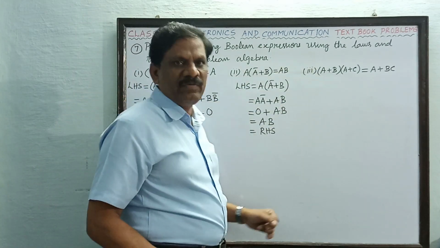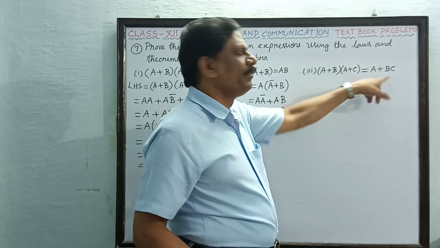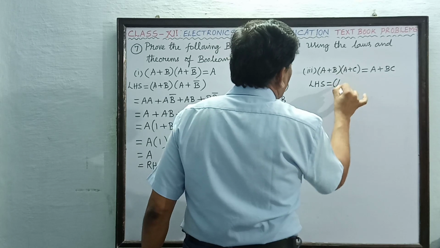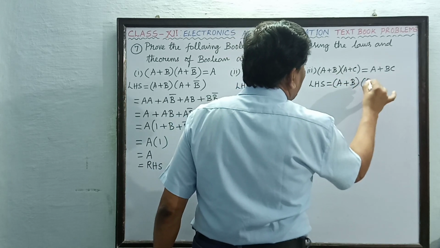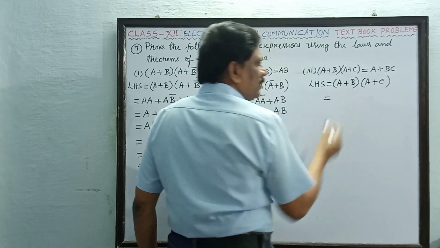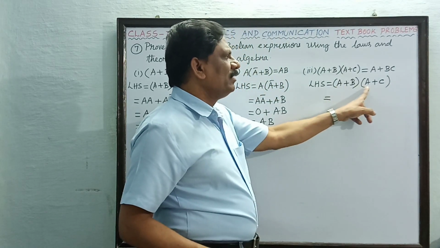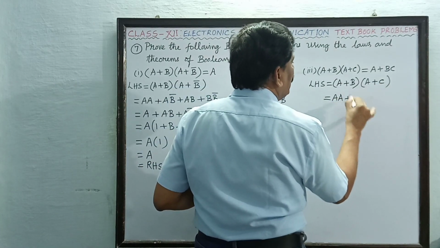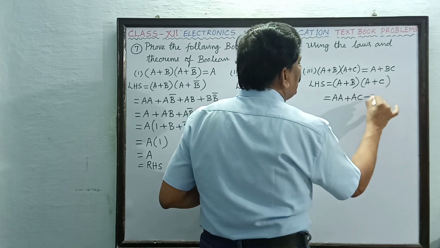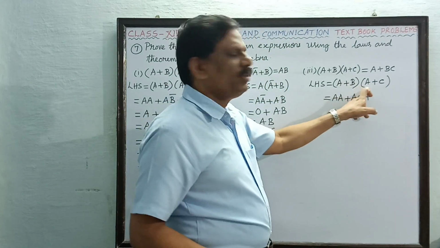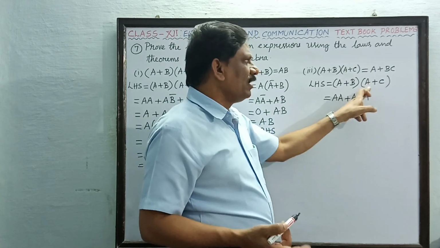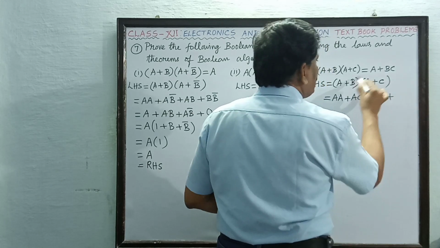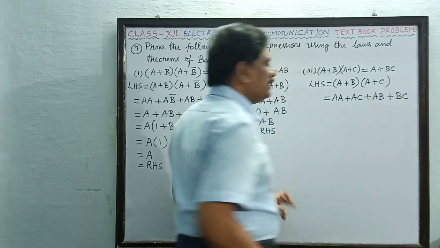Once again, the third one we want to prove: (a plus b) into (a plus c) is equal to a plus bc. So we start with the left hand side always. So this is equal to (a plus b) multiplied by (a plus c). So once again a will be multiplied with this a plus c. So a into a, first term a into a, plus second term is a into c, plus the third term is b into a. By commutative law, it is also equal to a into b. So I will write ba is also equal to a into b, plus the last term is b into c.